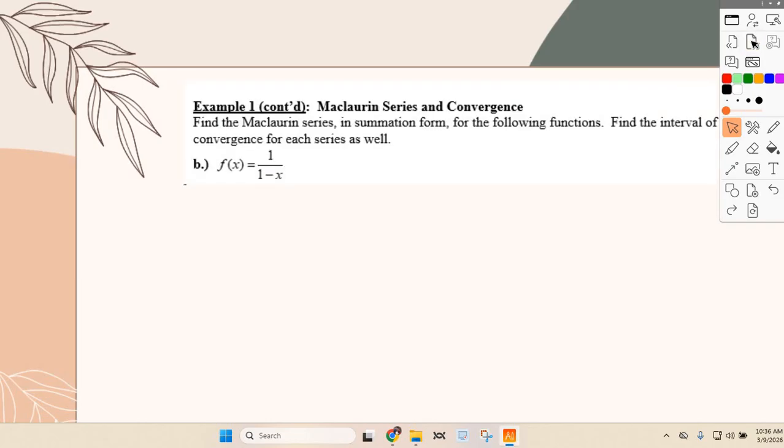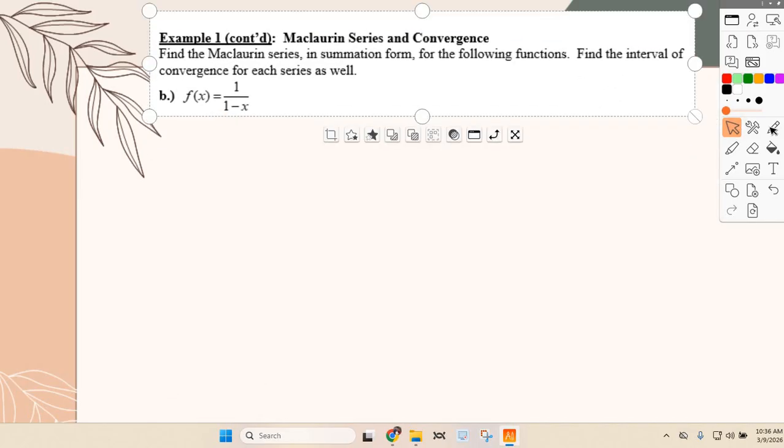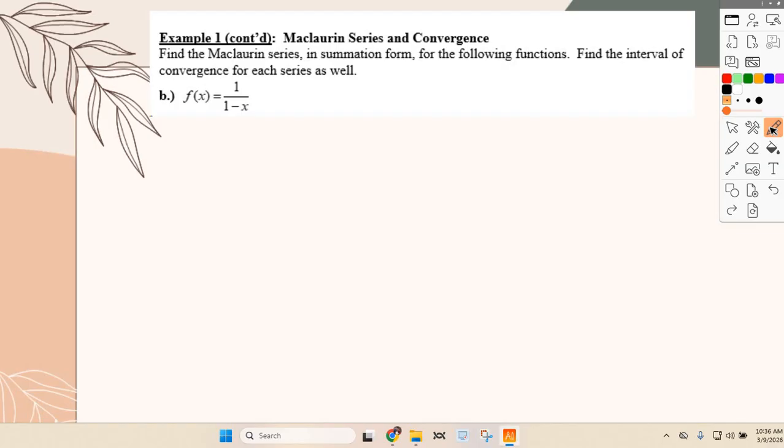So this is: find the Maclaurin series in summation form for the following. Find the interval of convergence for each series as well. So technically we could get away with manipulating this if we wanted to, but we're going to go ahead and do this from scratch, like if it was just some other Maclaurin series, just so we can see the process of what would happen if we wanted to write it out based upon our Maclaurin or Taylor polynomial instead.